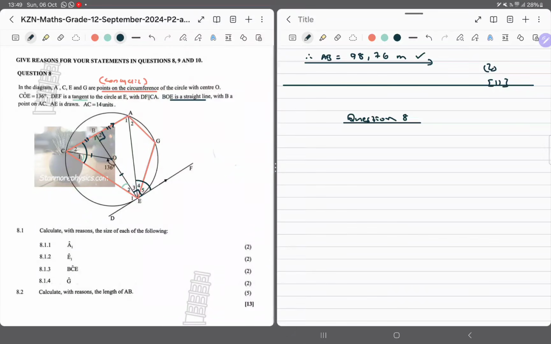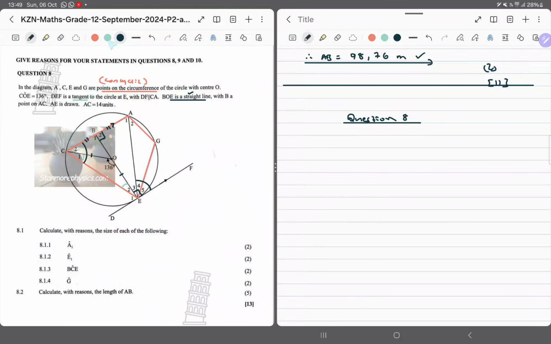BOE is a straight line. Not a problem. This is just to suggest that this is a transversal line so that we have co-interior angles. Remember, for this to be co-interior angles, this has to be a straight line. So that's the essence of that statement. Okay. With B on point D and A is drawn here.